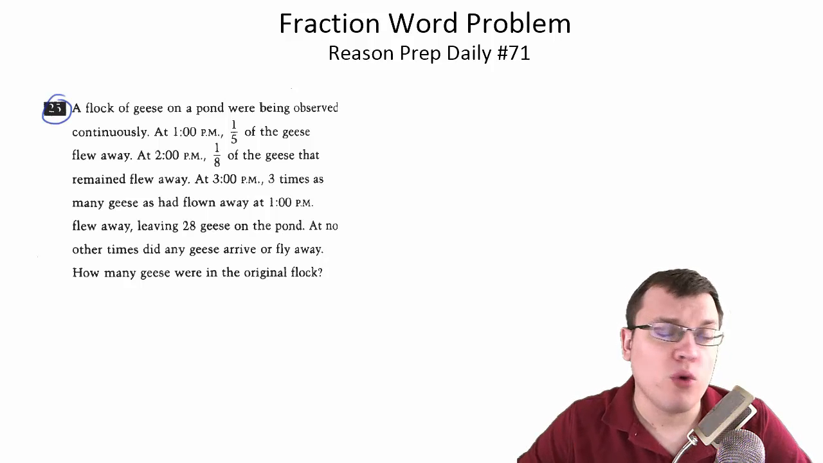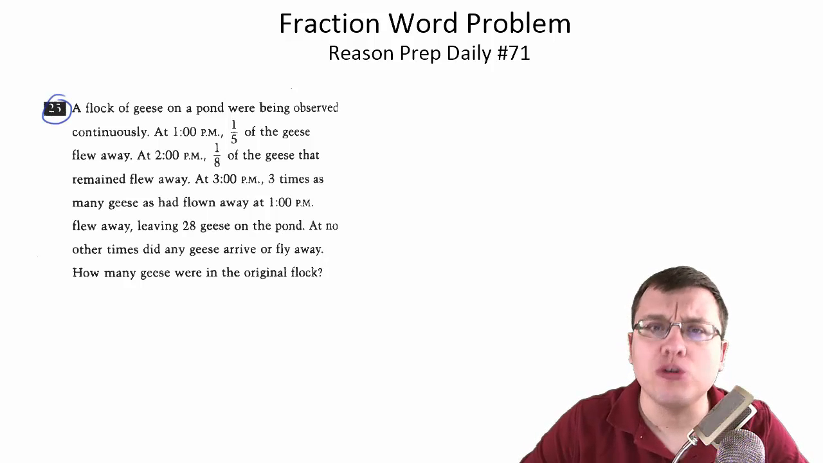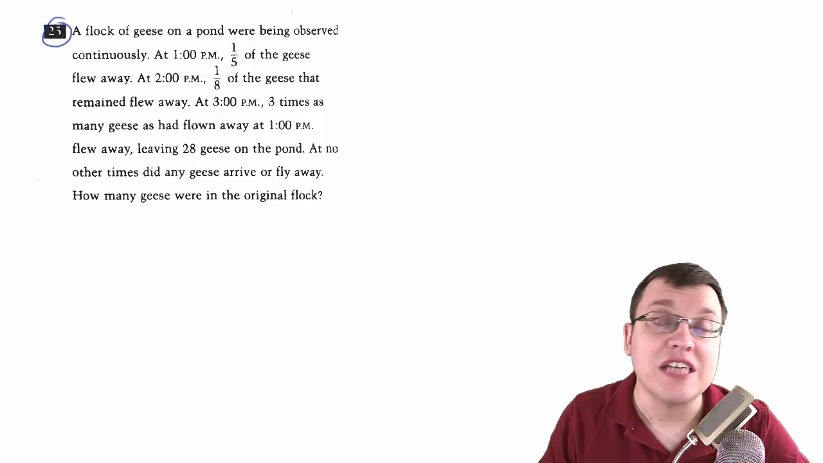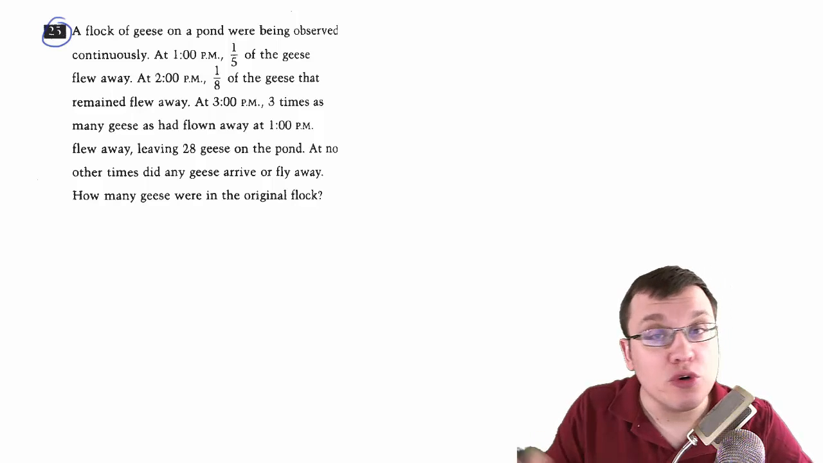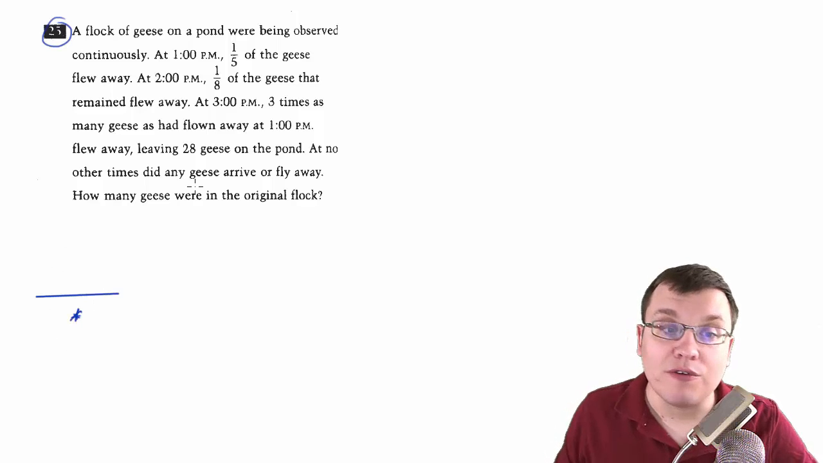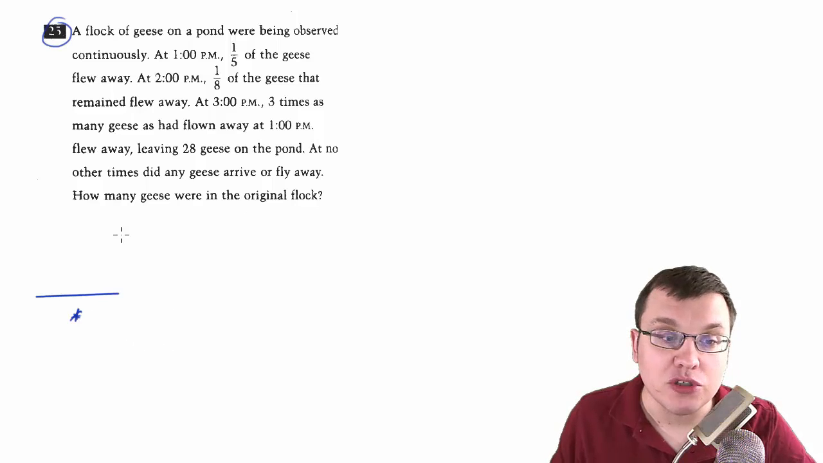This is a word problem where it's all about reading carefully and keeping track of your information carefully. What I like to do on these questions is draw a flow chart or a diagram to show the changes in the number of geese as we move through each step. So let's begin at the starting point. This is what we're solving for, the number of geese in the original flock.